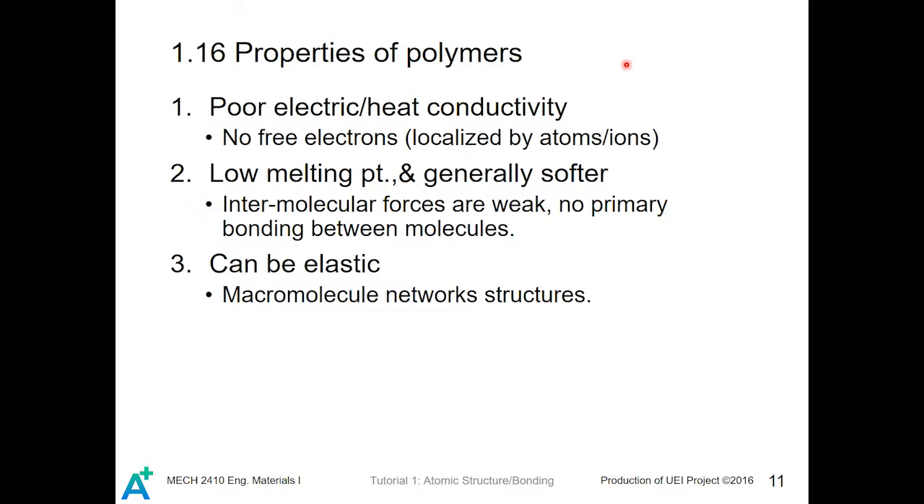Some properties of polymers. They have very poor electric and heat conductivity, as there are no free electrons, and those electrons are localized by atoms and ions. Second, they have very low melting points, and they are generally softer because intermolecular forces are weak and there are no primary bondings between molecules. And the third one is they can be very elastic due to the network structures of those macromolecules.